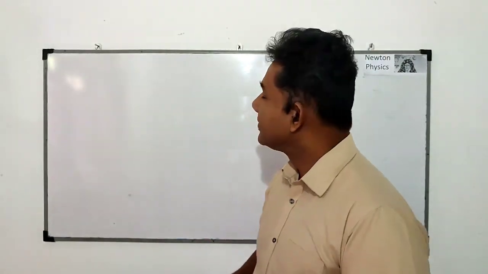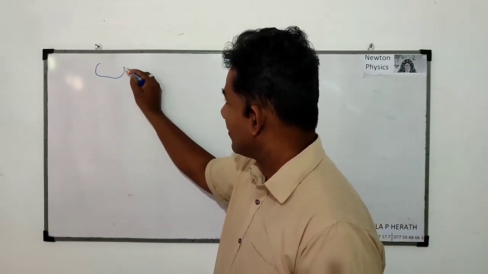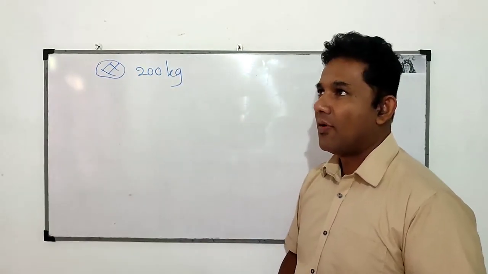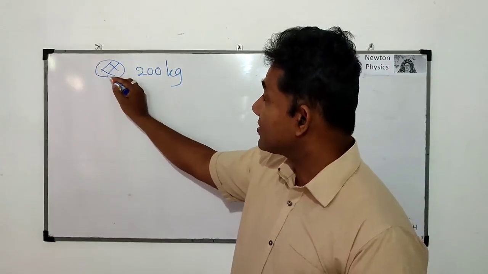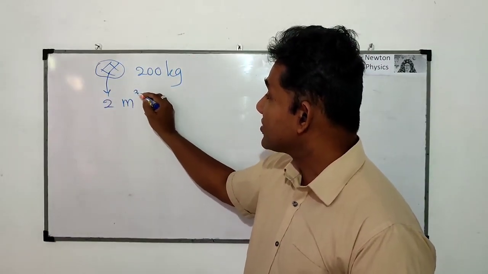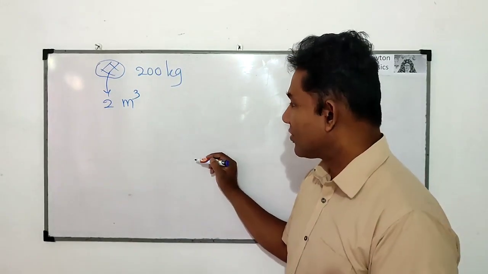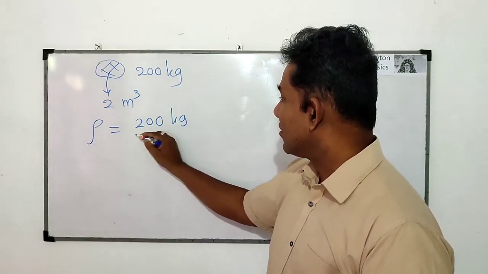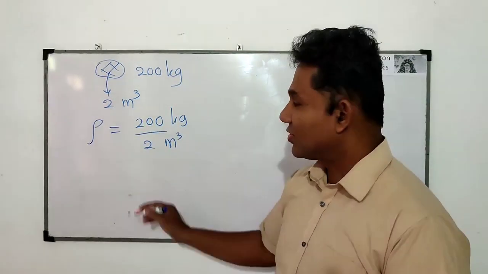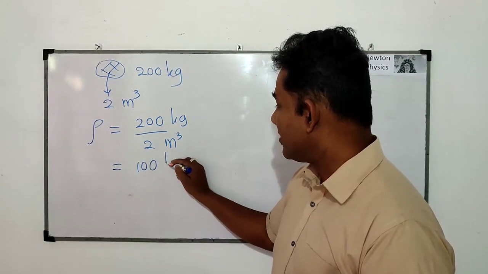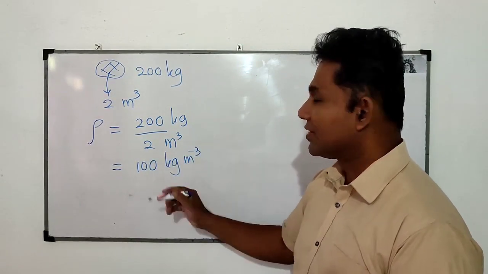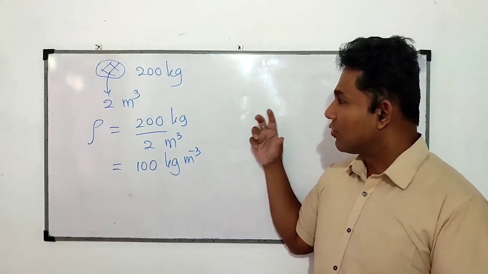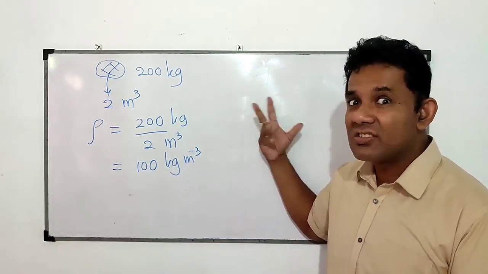Now think about a mass of 200 kilograms. Think of its volume as 2 cubic meters. You know that you can simply take the density by dividing the mass by its volume, so you get 100 kilograms per cubic meter. This is the density, and it is very simple. Now I am giving a method to find the relative density instantly.